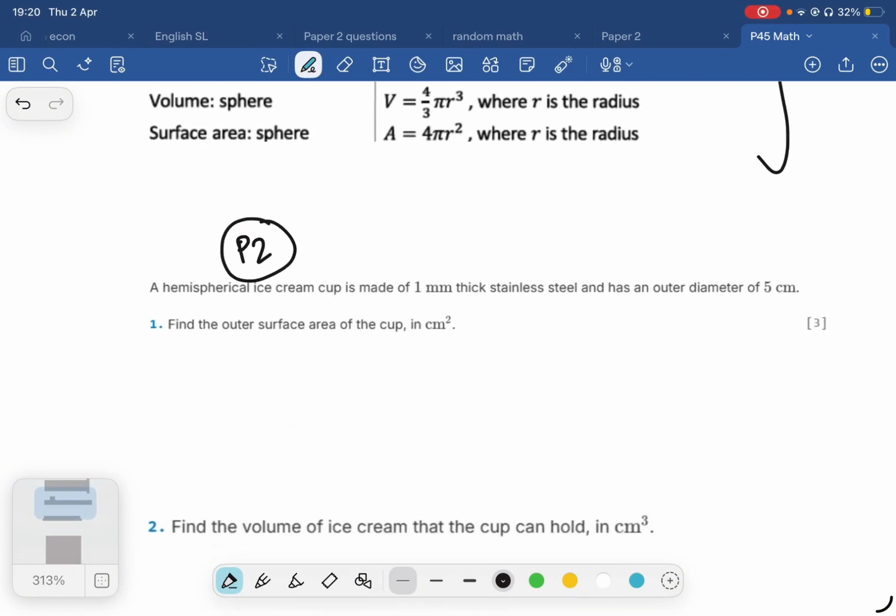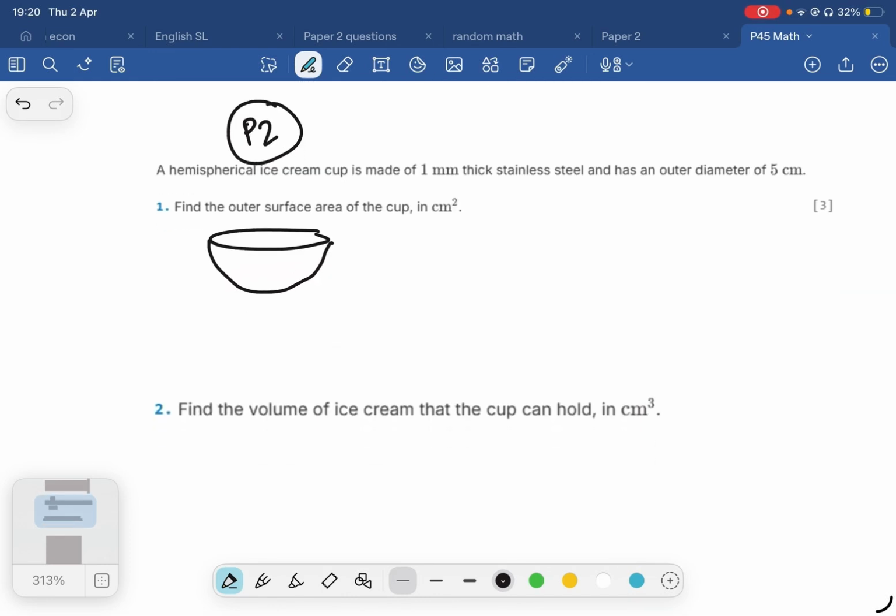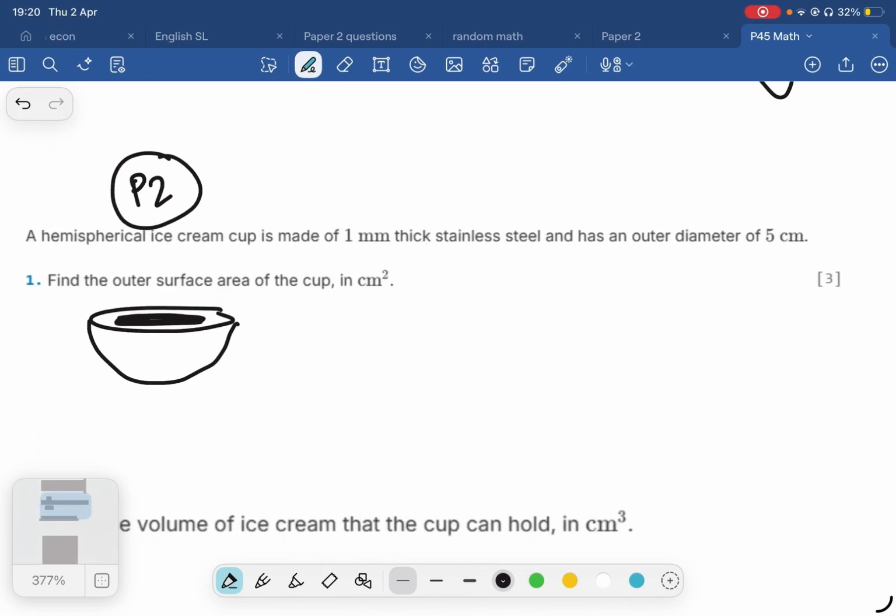A hemispherical ice cream cup is made of 1 millimeter thick stainless steel and has an outer diameter of 5 centimeters. Find the outer surface area of the cup in centimeters squared. You should always sketch what you think is going on in these questions, so you can visualize what's happening. It's a hemisphere, which is half a sphere, and it's an ice cream cup, so it's hollow. They tell you it's a cup. And if you didn't notice, it says it's 1 millimeter thick. So that measurement right there will be 1 millimeter.